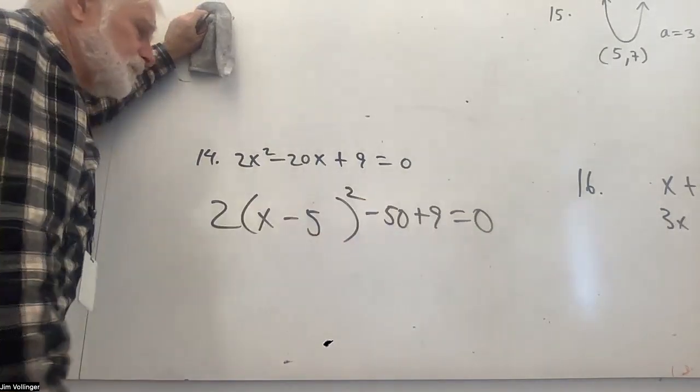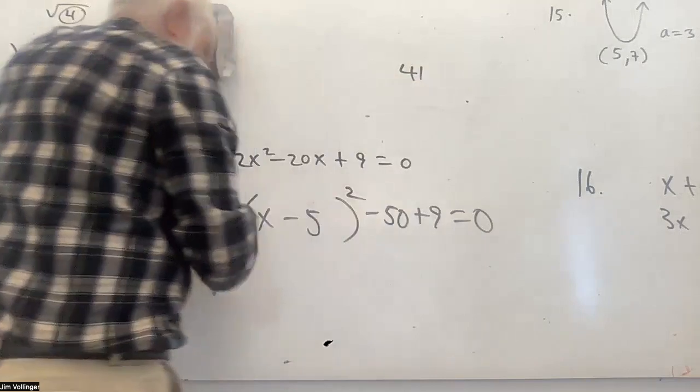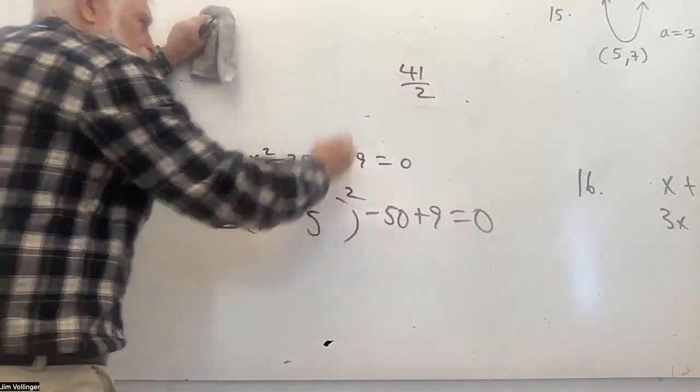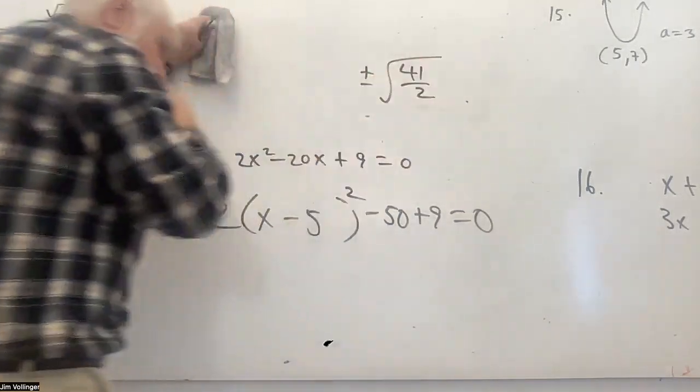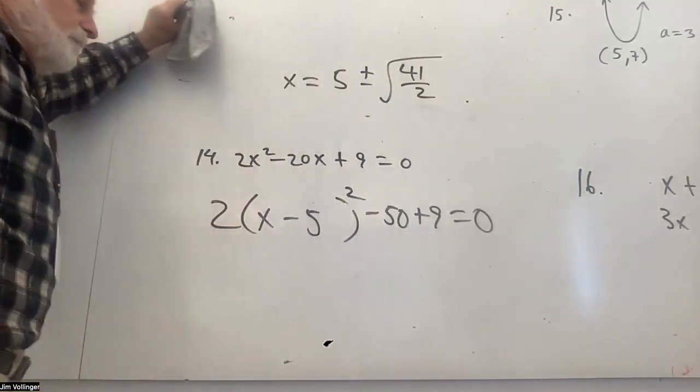And now I got my roots. So minus 41 becomes positive 41 divided by 2. Taking the square root plus minus. Because I've isolated x here, I can do it, and then 5. So there's your answers to that one.